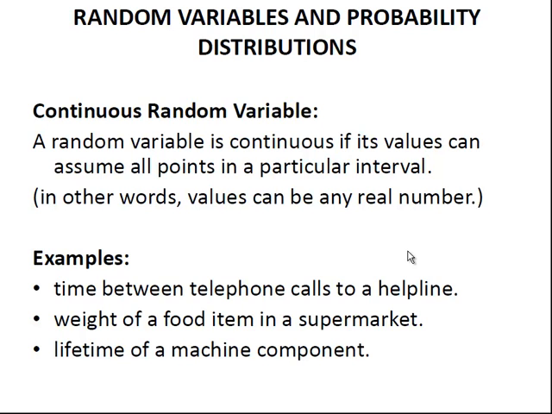Let's look at a few examples. Times between telephone calls to a helpline. Weight of a food item in a supermarket, lifetime of a machine component. So those are a few examples of continuous random variables.